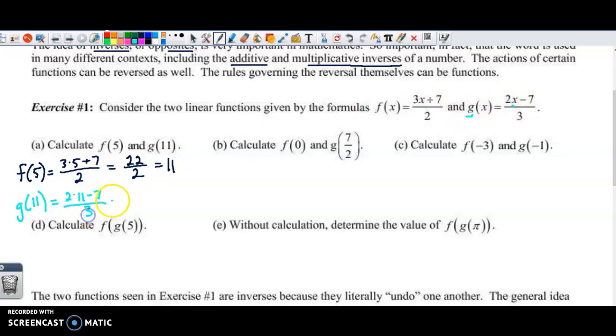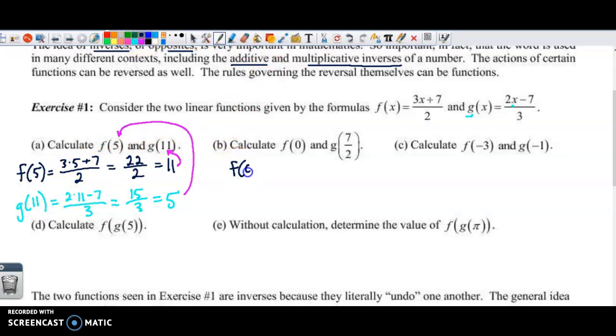So you're replacing the x in the g function with 11. And you should notice that some of these numbers look the same, addition and so on, but they're moved around. 2 times 11 is 22. Minus 7 will give you 15, and 15 divided by 3 gives you 5. And the whole premise here is that you're seeing that, oh, well, 11 was this number, and then 5 was this number, is there a connection here? And let's see if that connection continues to happen on the next one.